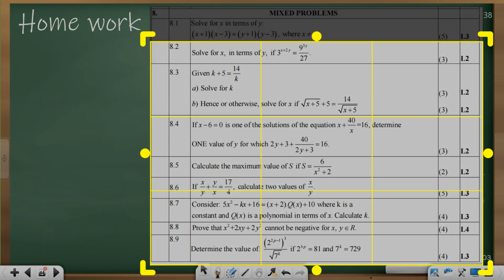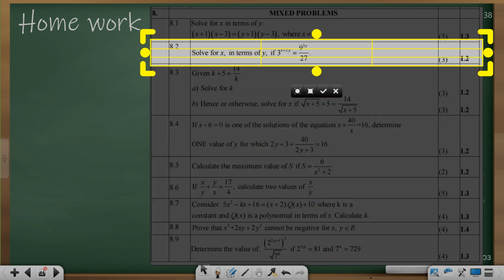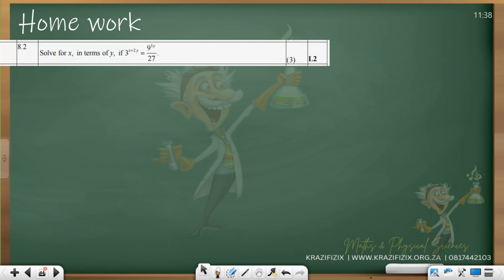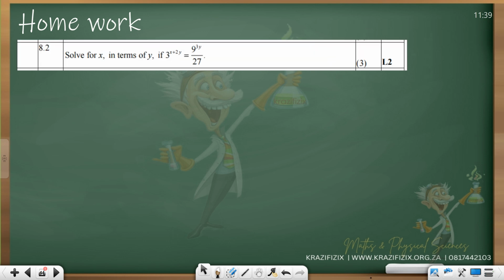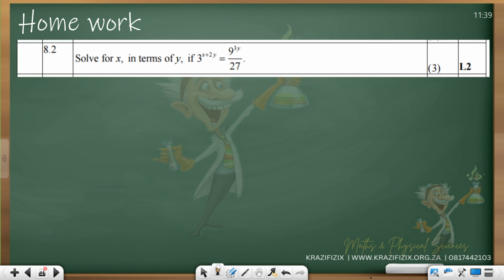8.2. Let's see how far we can go with this. Questions? If we don't finish, we would continue from there. But please, you take some time. Go over all the questions again. Solve for x. This one shouldn't be difficult.